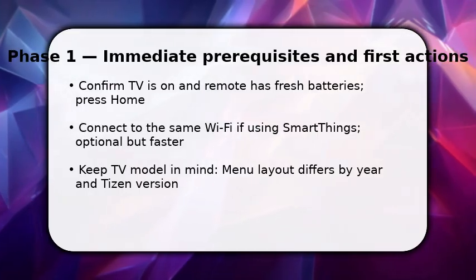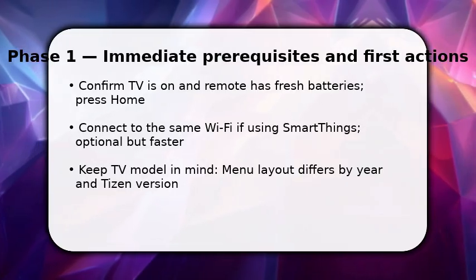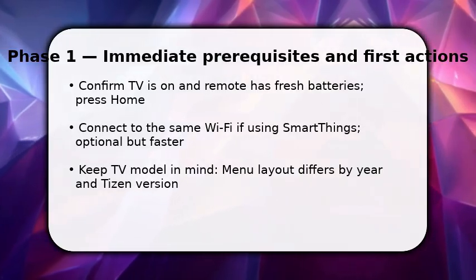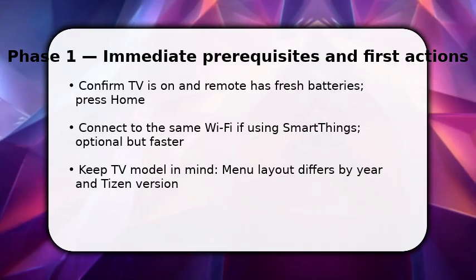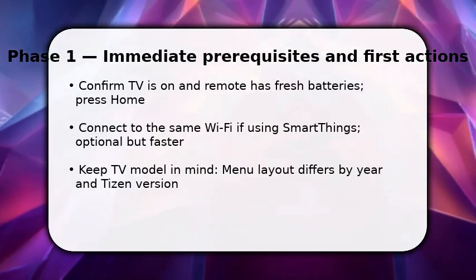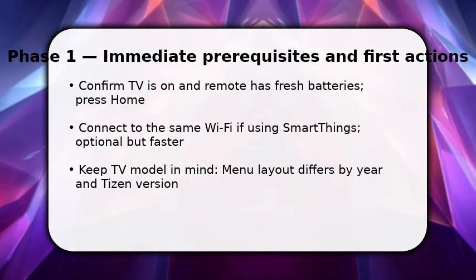If you use SmartThings, make sure the TV is reachable on your network. It speeds access and confirms model-specific options. You need to know the TV model or Tizen version only so you can find the right menu labels quickly. Keep that in mind as we move to picture controls.